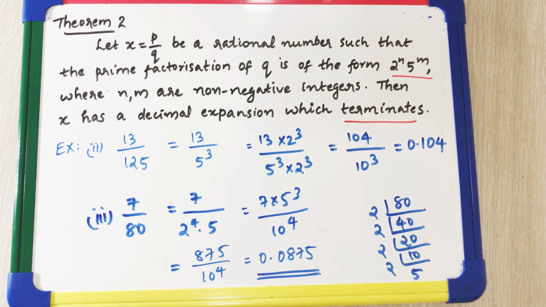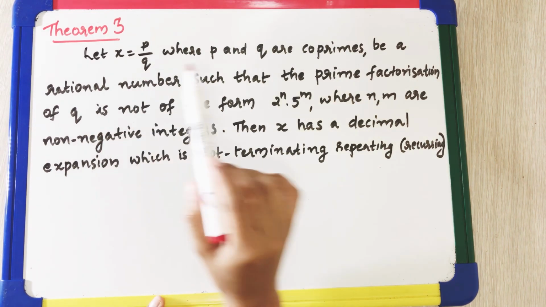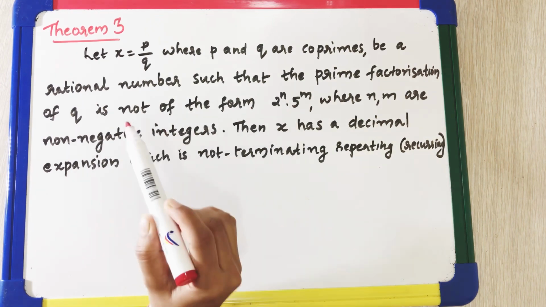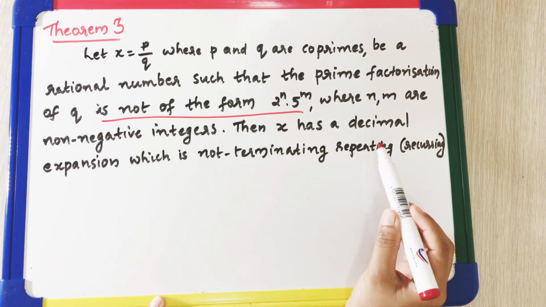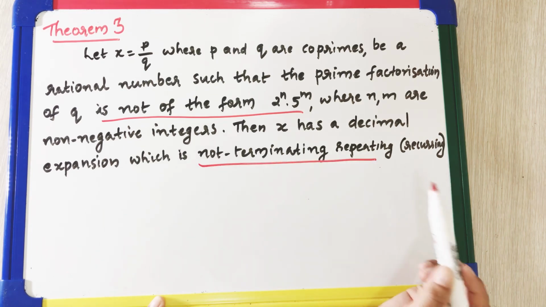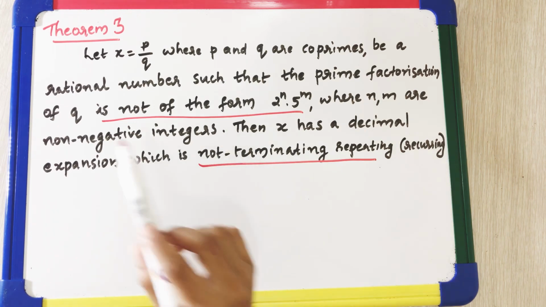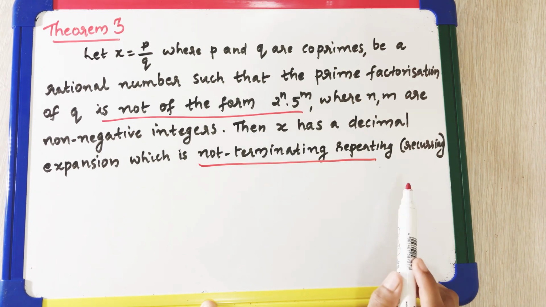Now we can go to the third theorem. Third theorem. Let x be equal to p by q, where p and q are coprime, be a rational number such that the prime factorization of q is not of the form 2 raised to n into 5 raised to m, where n, m are non-negative integers. Then x has a decimal expansion which is non-terminating, repeating, or recurring. The last theorem was that if a rational number has denominator of the form 2 raised to n into 5 raised to m, then it has a terminating decimal expansion. And this theorem says that if a rational number has a denominator that is not of the form 2 raised to n into 5 raised to m, then it has a non-terminating, repeating decimal expansion.